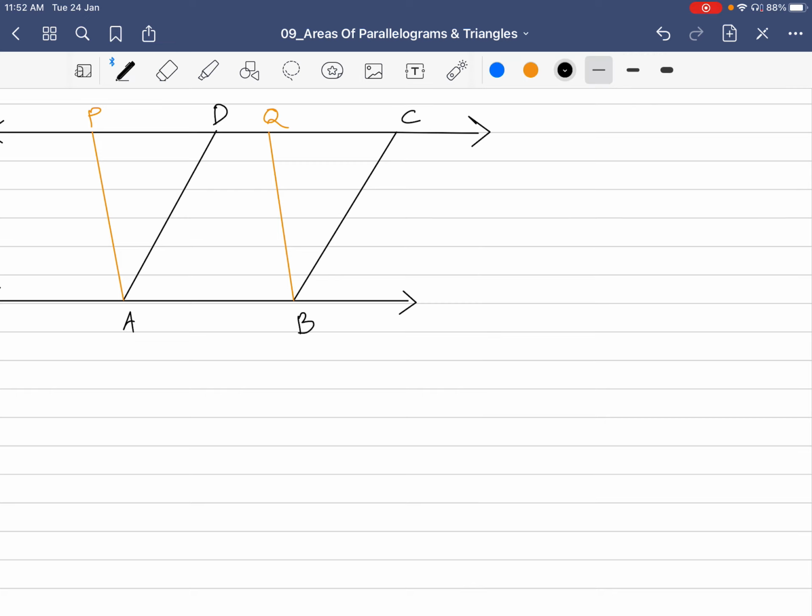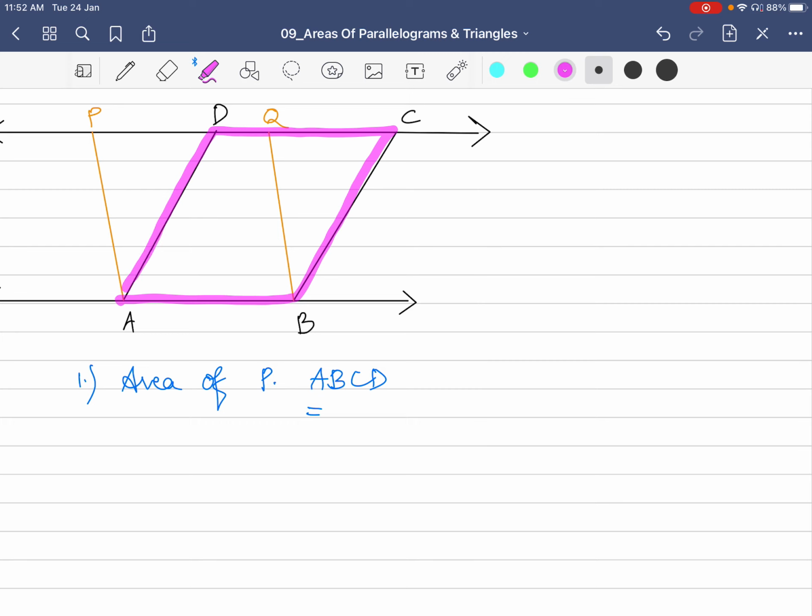Now one thing you must observe, and I'm going to note it down. Point number one, area of parallelogram ABCD is equal to, now let me highlight the parallelogram. So this is ABCD. Okay, this is the parallelogram.